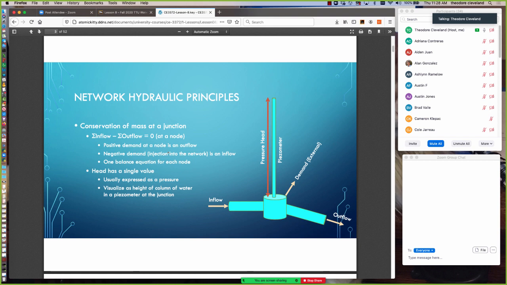So head at a node has a single value. It's often expressed as pressure, and you can think of that as the height that water would rise into a piezometer that's attached to the node. And the node itself has some elevation. So the elevation of the node plus that pressure head is the total head of the node. And we will write the arithmetic to handle the total head in the system, and then we can compute the pressures after the fact.